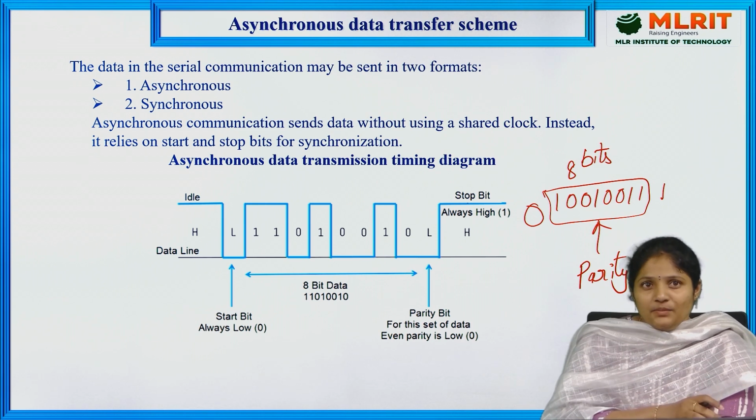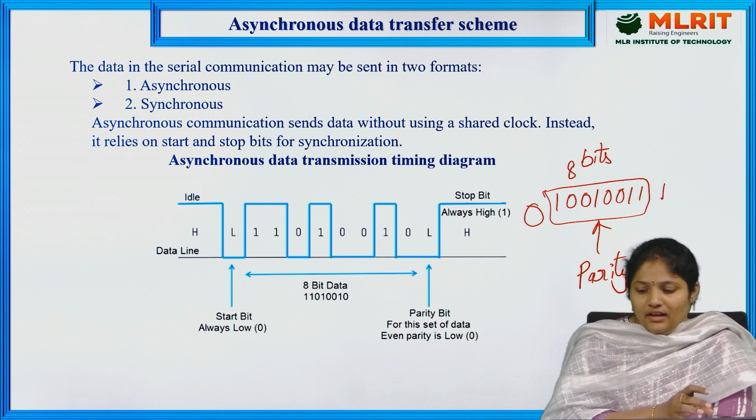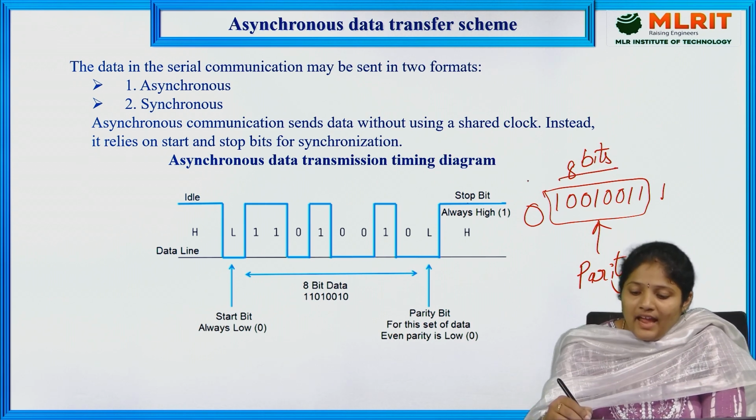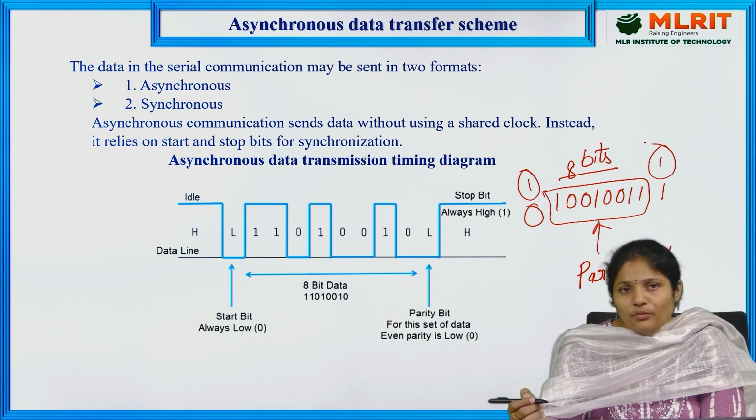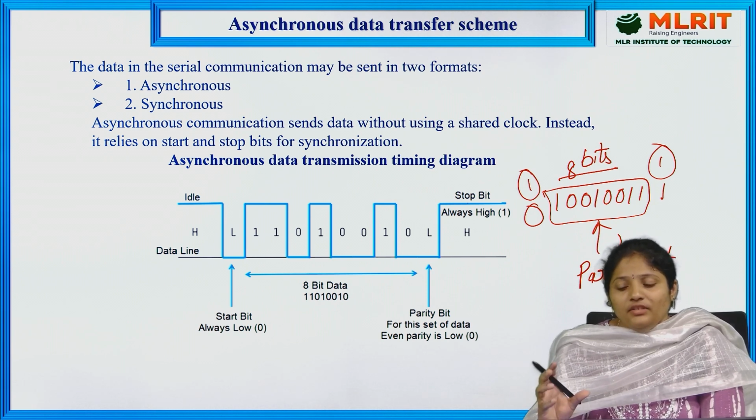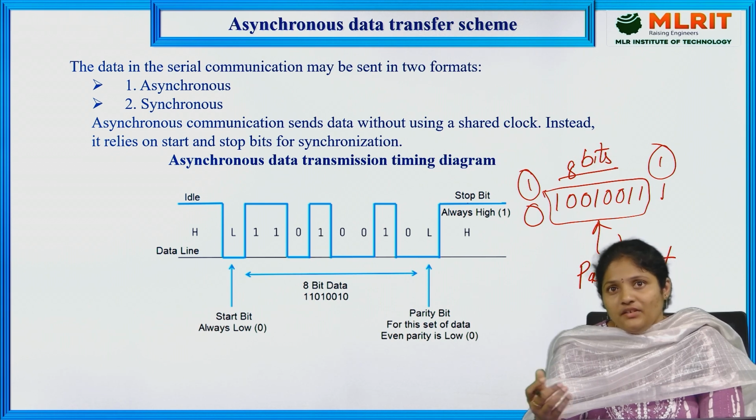So the transmitter, while sending the data of these 8 bits, will add one start bit, one stop bit, and one or more parity bits to that particular 8 bits of data. So it will basically become 11 to 12 bits of data.